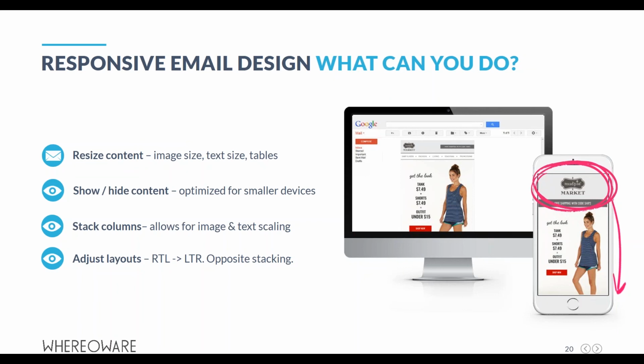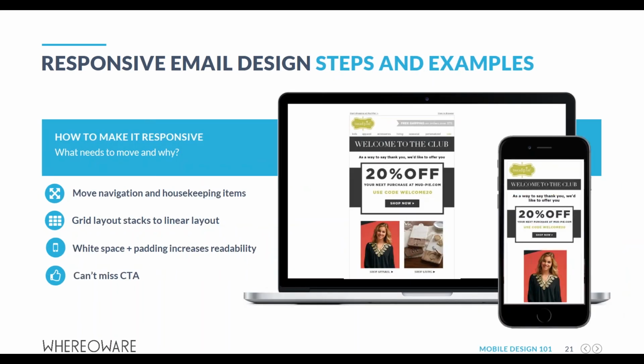Next, you have showing and hiding of content. So this is optimizing it for smaller devices. So here you can see on the desktop version, we have a navigation bar right below the logo. And if you can see over on the mobile version, that navigation bar goes away entirely. It doesn't actually go away. All we're doing here is moving it down to the bottom of the email. So if you scroll down the whole email, you're going to see that that navigation bar just gets stacked at the bottom of the email. But for the purposes of the prime real estate at the top of the email, it's not just a cluster of small links that are difficult to tap. It actually gets moved to the bottom of the email.